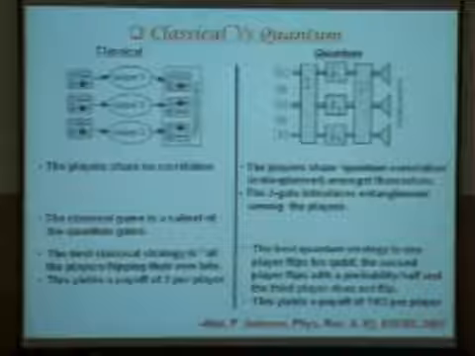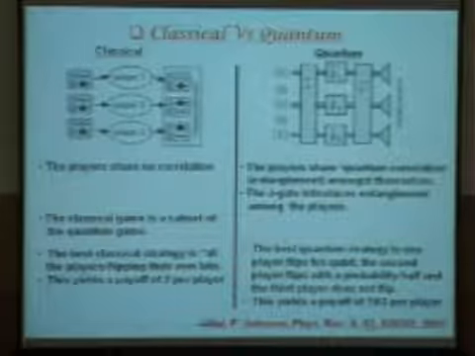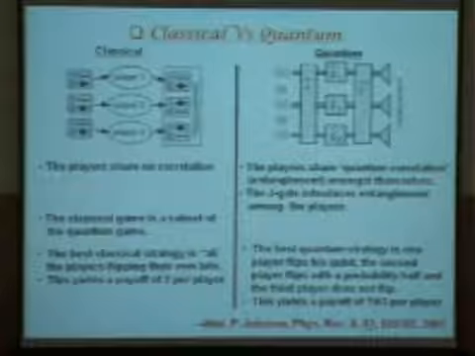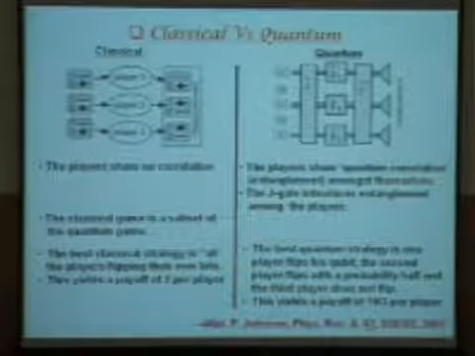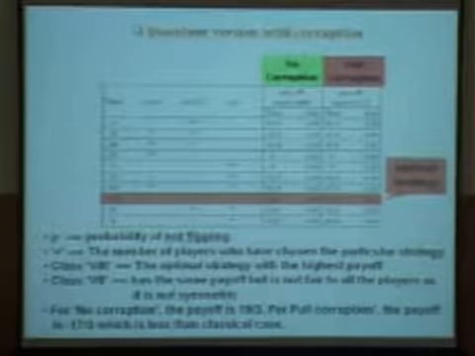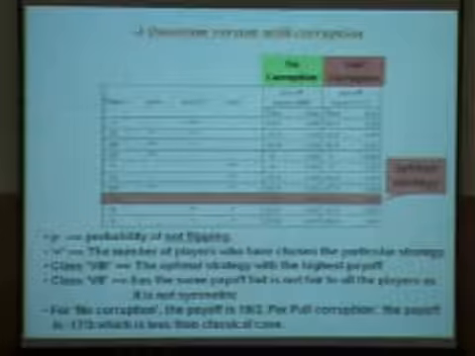The best classical strategy is all the players flipping their own bits, and this yields a payoff of 2 per player. The best quantum strategy is one player flips his bit, the second player flips with the probability half, and the third player does not flip. And this yields the highest payoff. Okay, with the corruption, the situation changes.